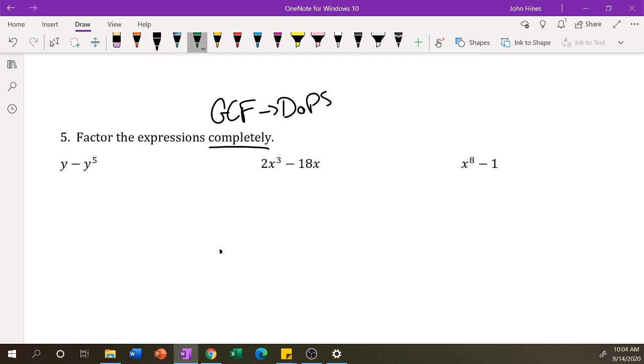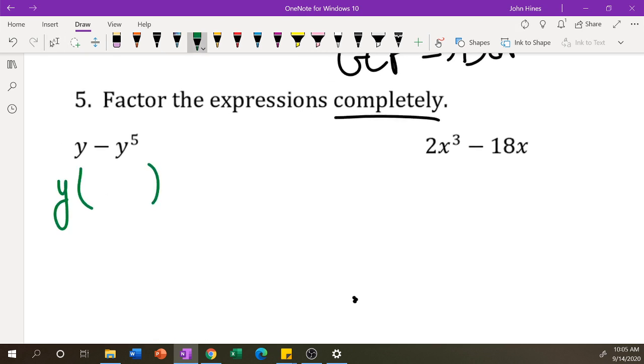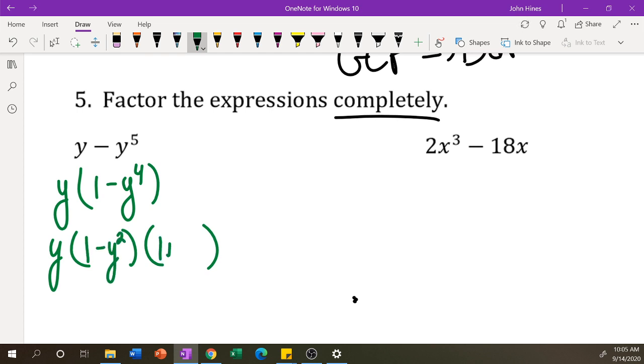So let's look at this first expression. Y minus y to the fifth. Well, I can factor out a y from both of those terms. Both of those terms have a factor of y that I can take out. Well, what am I left with? Well, what times y is y? 1 minus, well, I took away a y, so y to the fourth. But that right there, wait a minute, is the difference, there's a minus sign, of perfect squares. 1 times 1 minus y squared and plus y squared.